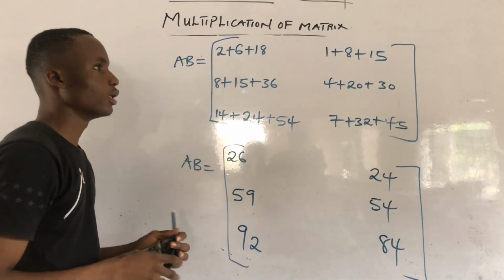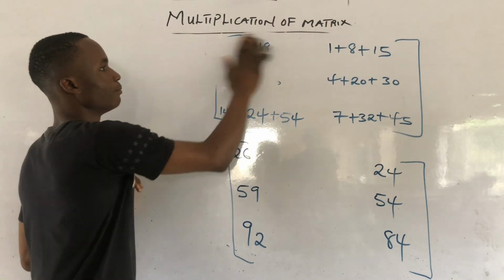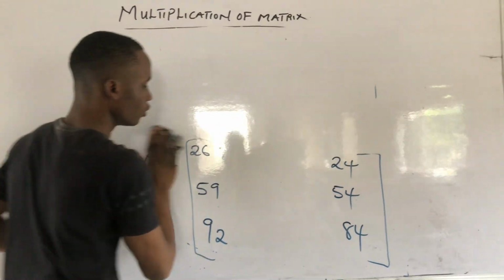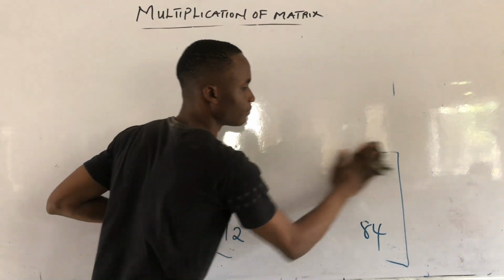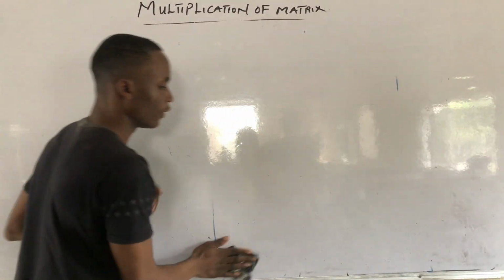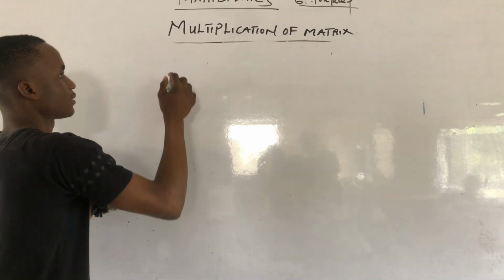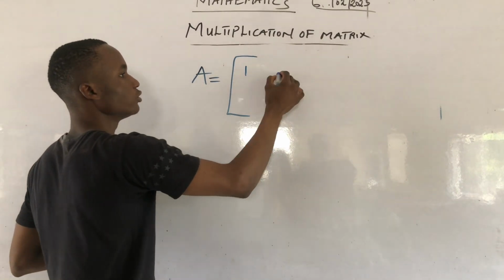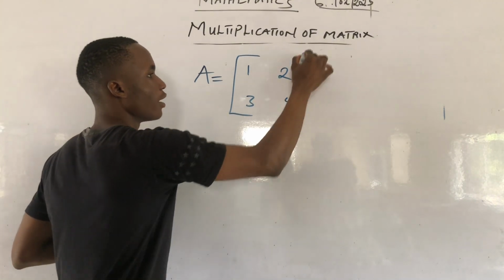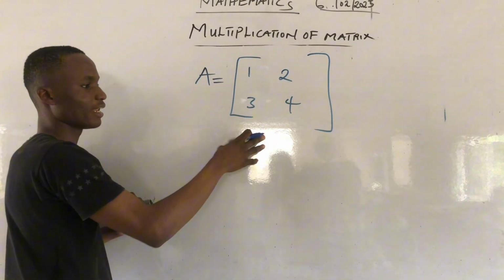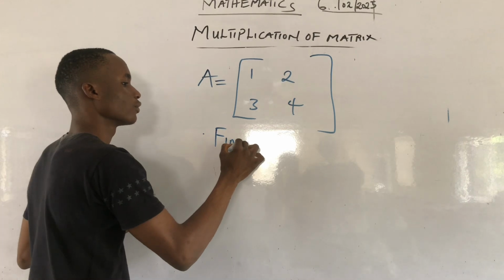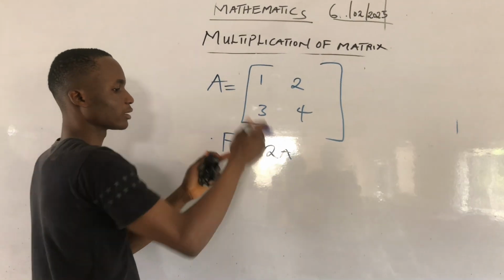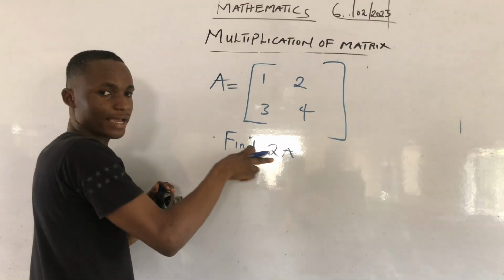Okay, good. Now let's see multiplication of a matrix by a scalar. So you can actually multiply a matrix by a scalar. What is a scalar? A number. So you can be asked, let's say that this is a matrix A, and A is 1, 2, 3, 4. Now you can multiply this matrix by a scalar. You can be asked to find 2A. 2A means this is the matrix A multiplied by the scalar 2. So the scalar there is 2.